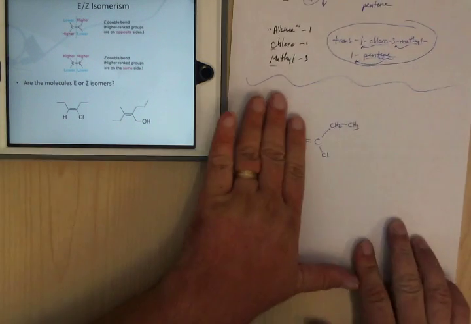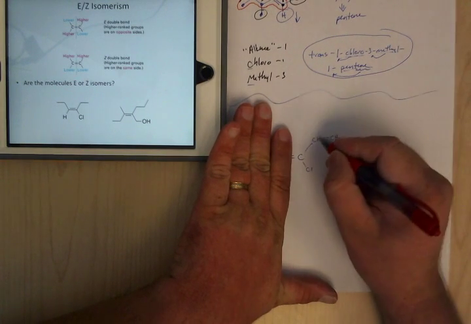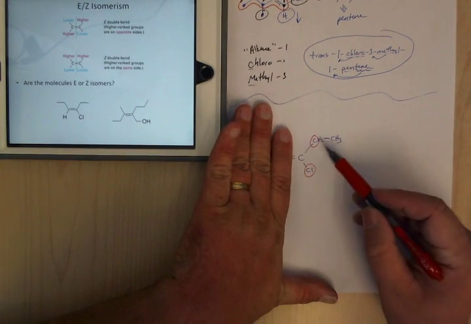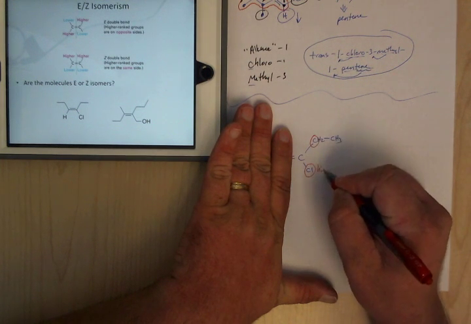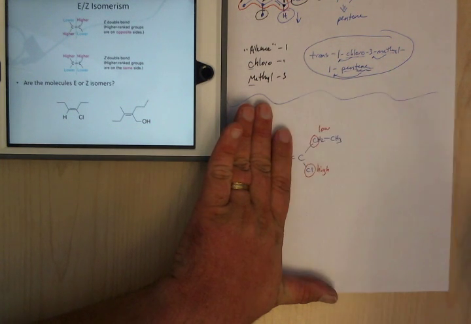So here we go. We're going to start on this side. We're going to compare carbon versus chlorine. Chlorine's heavier than carbon, so this is going to be high, low.